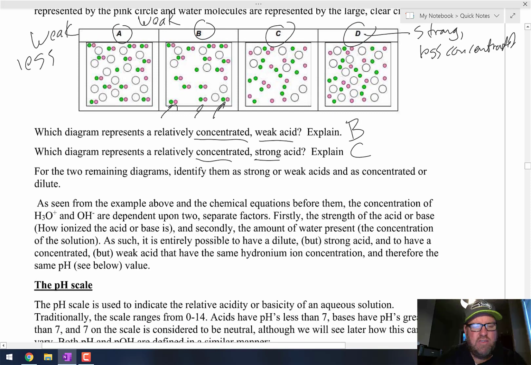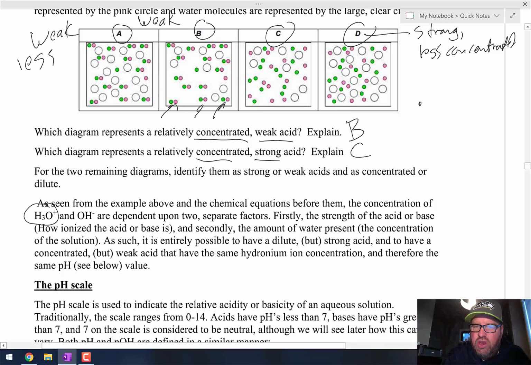Okay, so as seen from the example above and the chemical equations before them, the concentration of the hydrogen ions, and notice I say hydrogen ions when it's saying H3O+, and the concentration of the hydroxide ions are dependent upon two completely separate factors. First of all, how strong the acid is. Okay, if the acid is a strong acid, of course you're going to get way more hydrogen ions than if it's a weak acid. Okay, and secondly, it's the amount of water present.